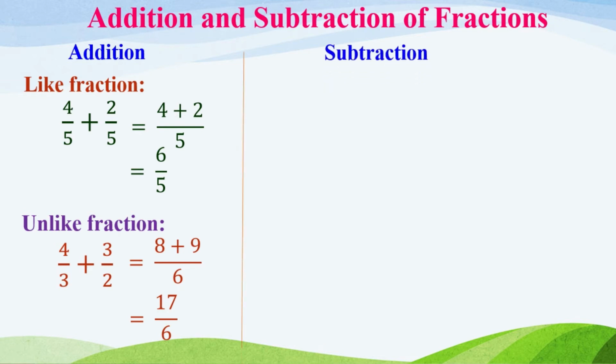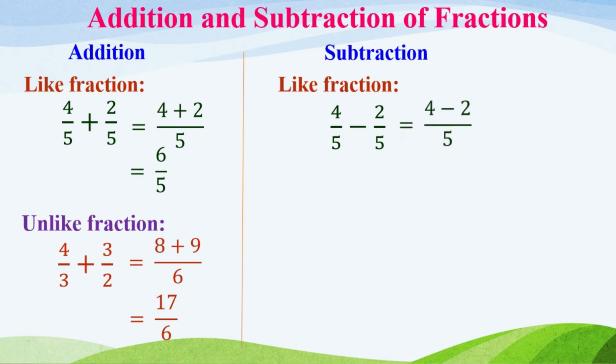Let's see subtraction of fraction. Here also same as addition. Like fraction. Let's see the example: 4 by 5 minus 2 by 5. It is equal to 4 minus 2 divided by 5. 4 minus 2, we get 2. Which is equal to 2 by 5.